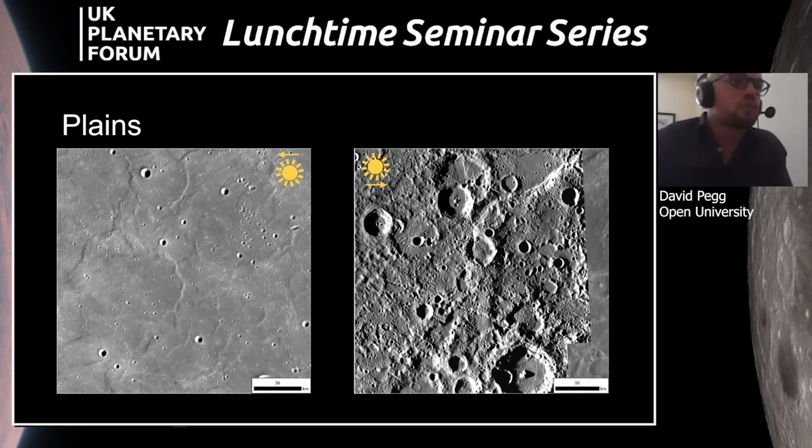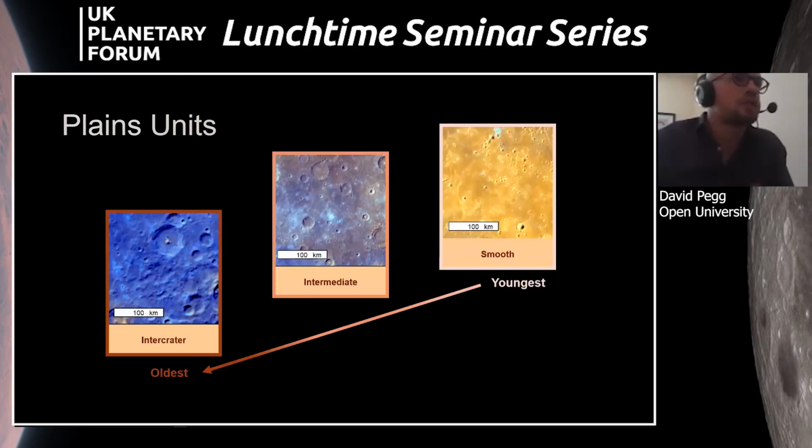And so within my map, and for many others, it's been divided into three main plains units. You have the smooth plains. These are fairly flat, and they have relatively few impact craters, and so we can suggest that they are the youngest. And then you have an intermediate stage and then the intercrater plains. These not only have more cratering in them, but they are also more hummocky and more rolling, so they're less flat and smooth.